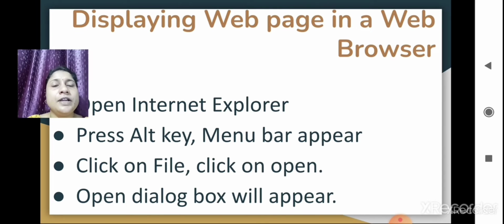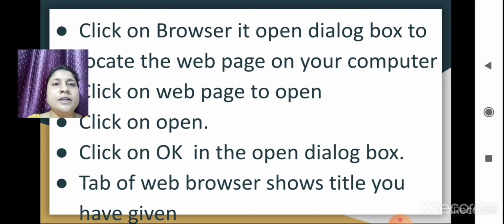Okay, after that you have to press the Alt key from your keyboard. Then after pressing the Alt key, the menu bar will appear. In that you have to click on the File menu. When you click on File, a menu will appear. Click on Open. When you click on Open, a dialog box will appear. In that you have to click on Web Browser.